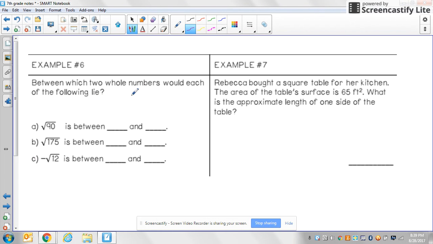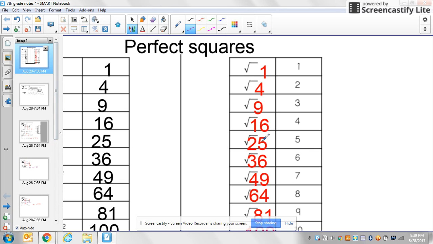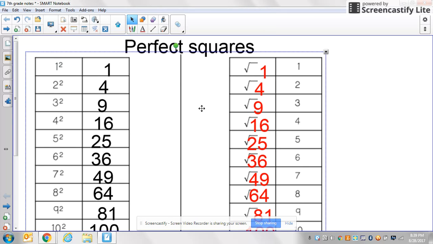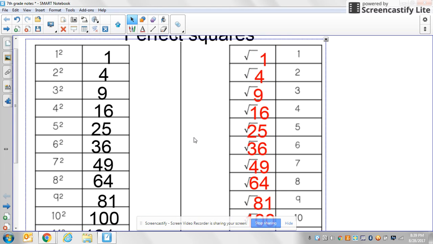Example number 6. Between which two whole numbers would the following square roots lie? Now in this one, I'm just simply asking you guys to go ahead and take a guess as to what you think it would be. Now I want you to try and think of all these perfect squares that we have practiced today or yesterday in school on Monday.